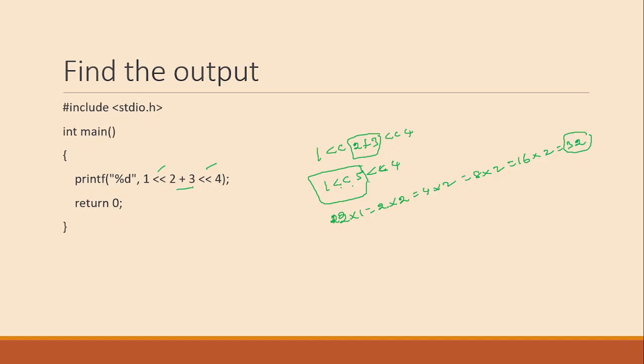Now, again this 32 will be evaluated 4 times. 32 will be evaluated 4 times here. So 32 into 4 is... 32 will be 64, 64 will be evaluated to 128, 128 into 2 is 256, 256 into 2 is 512. So the answer will be 512 here.